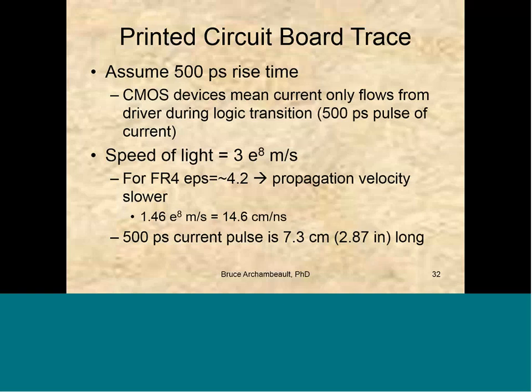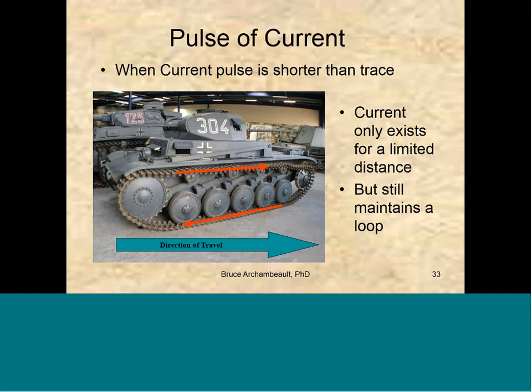So it's not like the current comes out of the IC, a single electron goes all the way down to the load, maybe 12 inches away or something, and then returns back in the ground plane back to the IC. That's too simplistic. We actually are going to end up with a pulse of current. And so one way to think about this might be to think about a tank tread. As this tank moves forward, the upper tread is moving in the same direction as travel, but the tread on the bottom is moving backwards. And at the ends here, we've got the tread coming around and closing. So the tread is closed, if you will, but it's still maintaining a loop here.